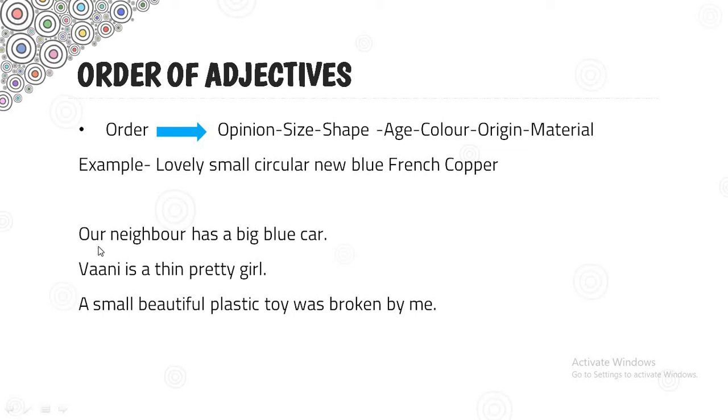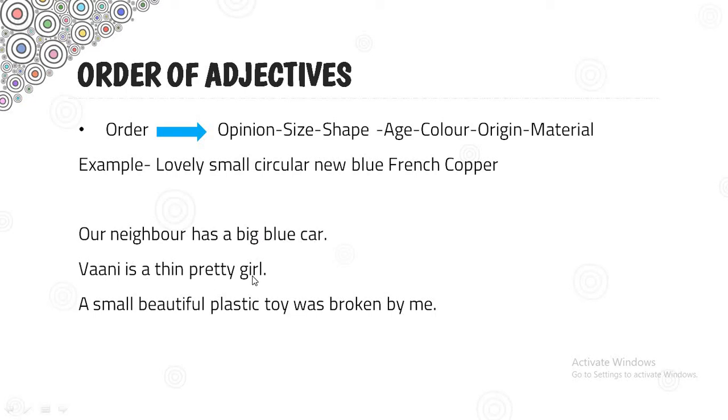Let us go through the other examples also. Our neighbor has a big blue car. We can't say our neighbor has a blue big car. It doesn't make a sentence. So first of all, we need to define its size, its color and then the object that we are talking about. So our neighbor has a big blue car.